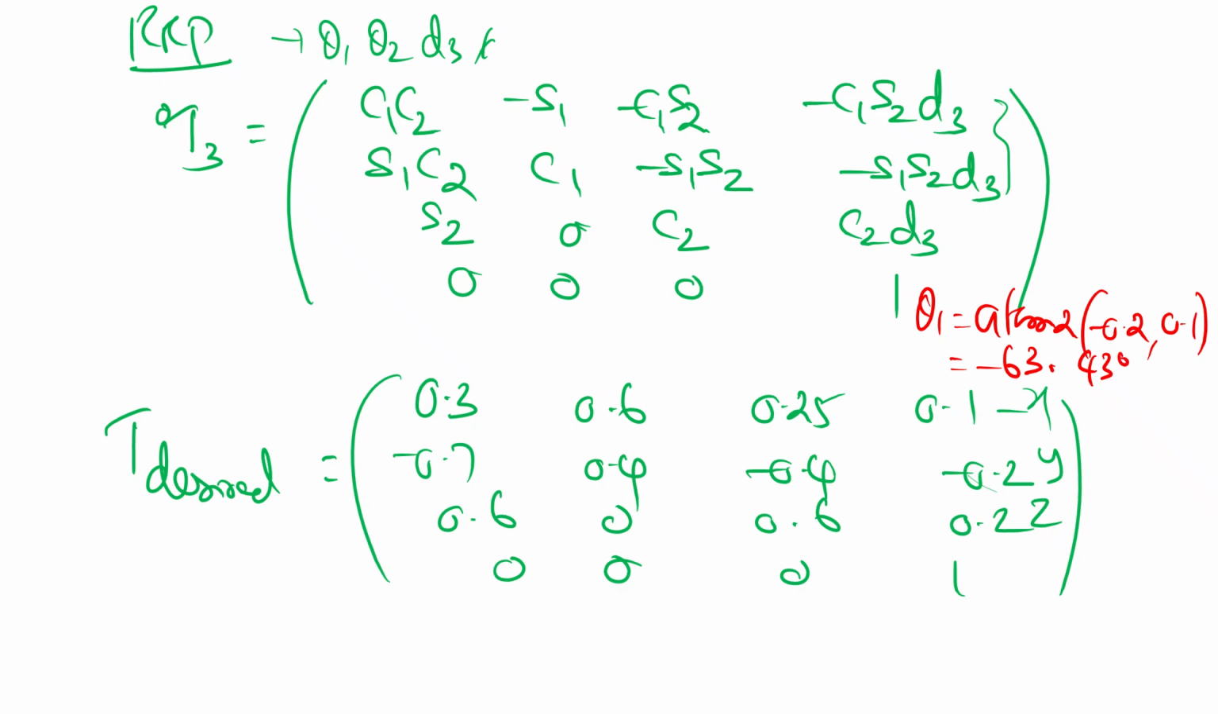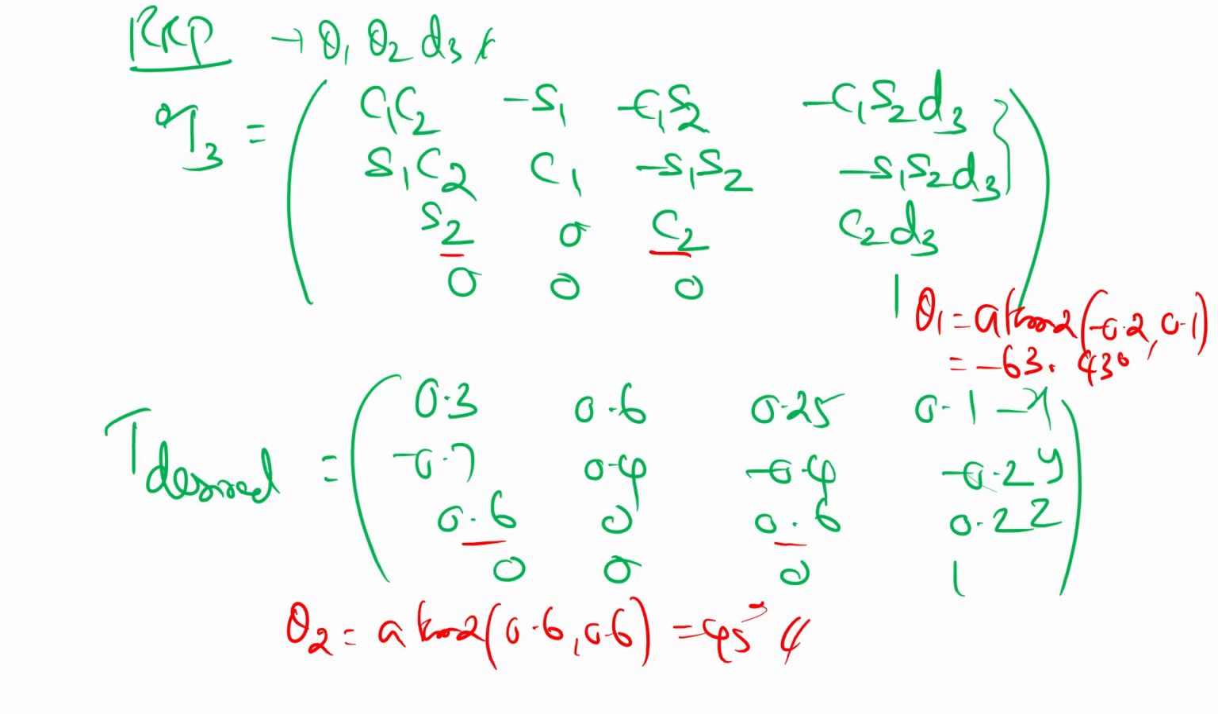Then theta 2. From this, here we can compare theta 2. Here theta 2 is this one and this one. What are those parameters? Let's say directly theta 2 equals atan2 of S2, where S2 is 0.6, comma 0.6. So we know that this angle is 45 degrees. Okay, so we found it.